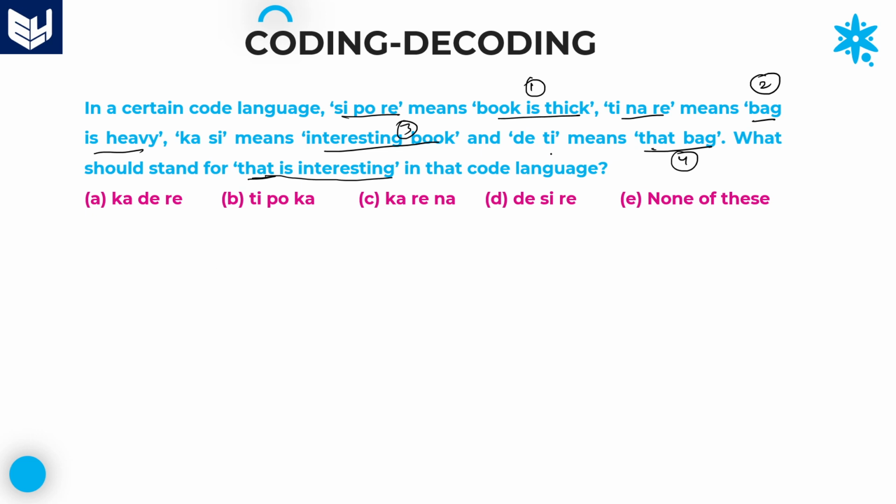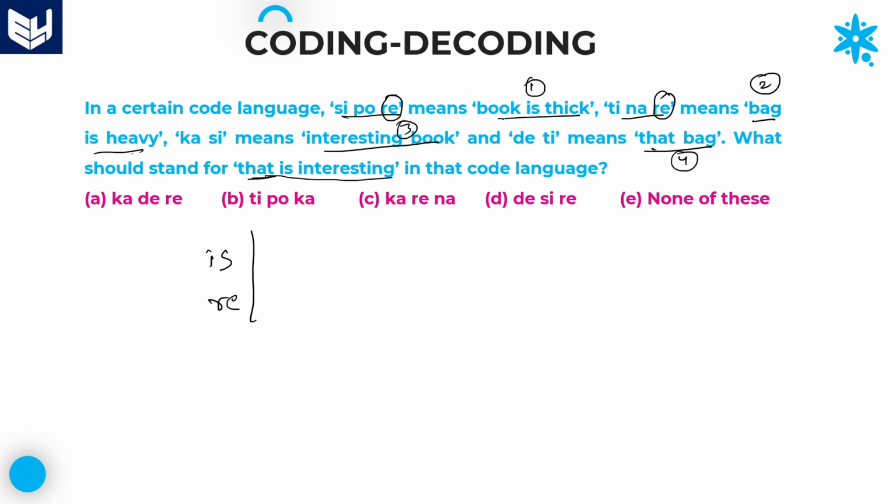See, first of all, where is "is"? Is "is" there in the first one? Is "is" there in the second one? And after that, "is" is there in one and two. What are the common codes in one and two? SI. SI is not there. PO. PO is not there in one and two. RE. RE is there in one as well as two. Therefore, "is" is equal to RE.